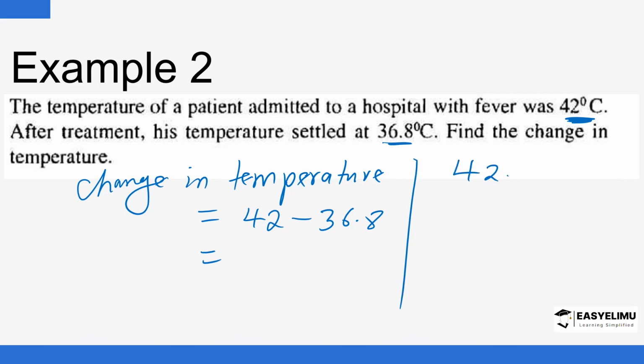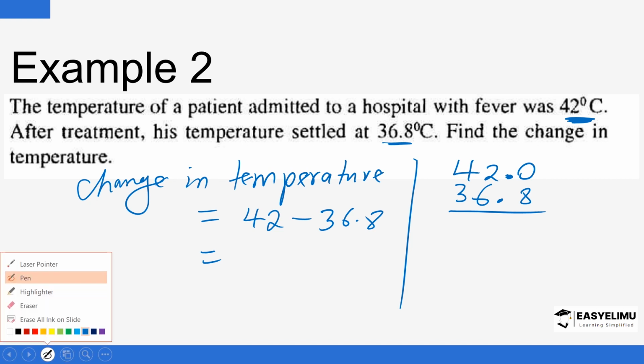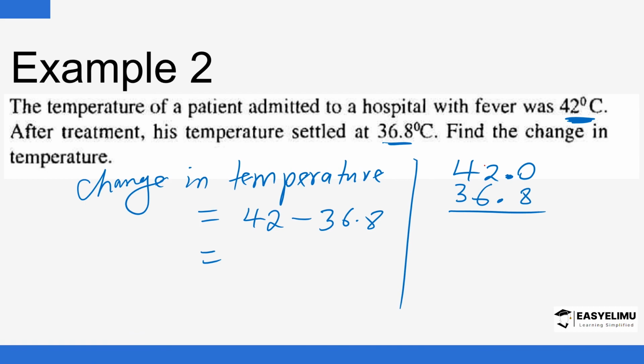So it's going to be 42.0, and we are subtracting 36.8. The reason I'm adding that 0 there is because here we have 0.8, there we have nothing. So I'll just use 0 to keep place for a digit there. Then of course we're going to do the operation normally. We have to borrow 1 from 2 to take it to 0. As we borrow from 2, this 2 will remain 1 and the other one will become 10. So 10 plus 0 is 10.